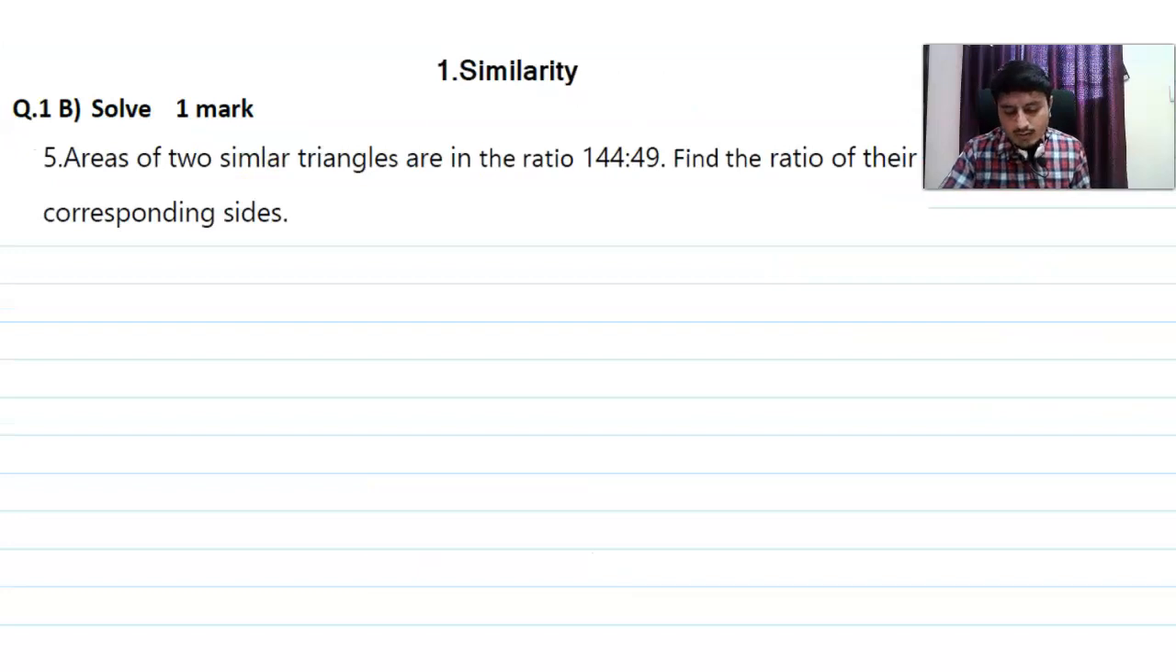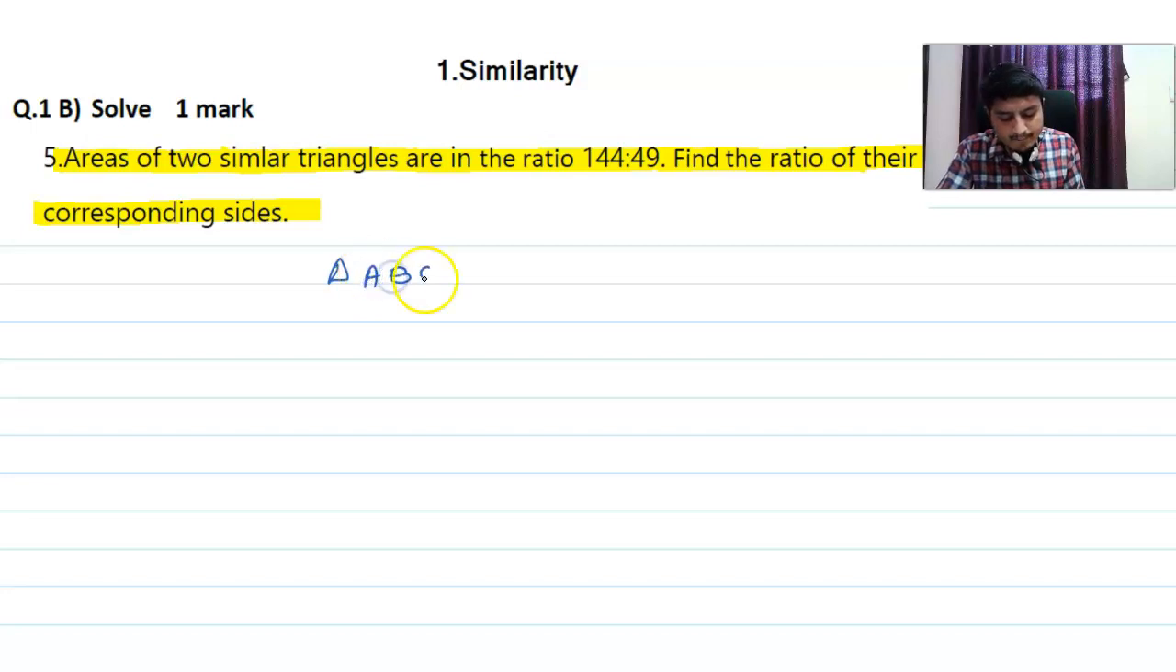Now look at question number 5. Areas of two similar triangles are in the ratio 144 is to 49. Find the ratio of their corresponding sides. Let us consider two triangles, triangle ABC and triangle PQR. Those two triangles are similar.